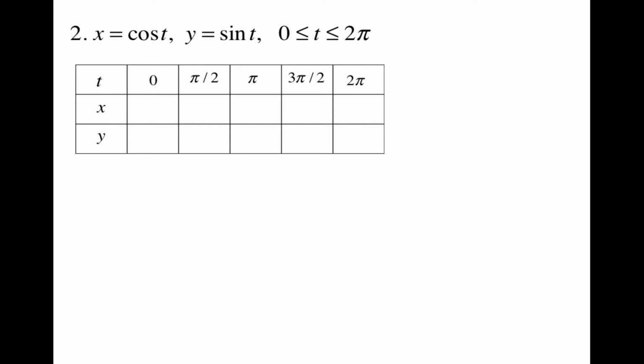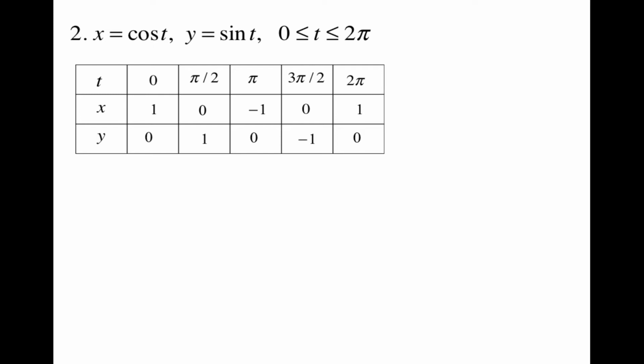All right, I'm going to go ahead and plug in 0 for t for both x and y to get 1 comma 0. Then we do it for pi over 2 to get 0 comma 1. For pi, I get negative 1 comma 0. For 3 pi over 2, I get 0 comma negative 1. And for 2 pi, I get 1 comma 0.